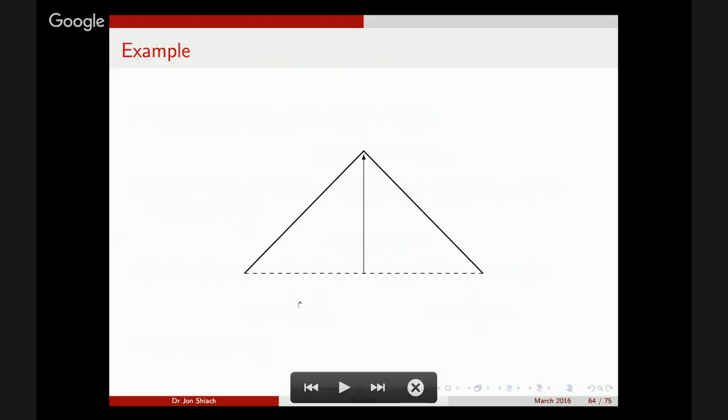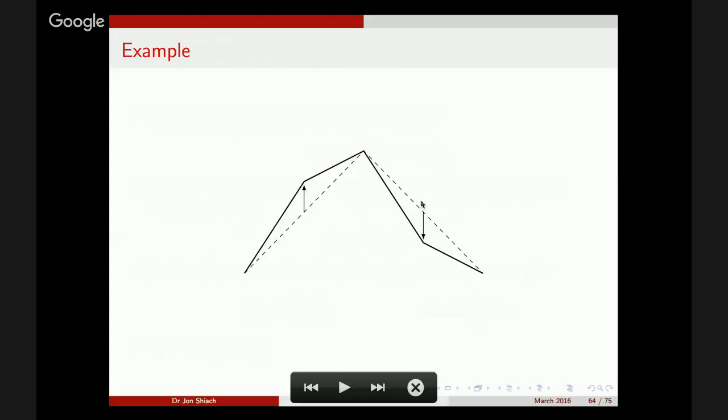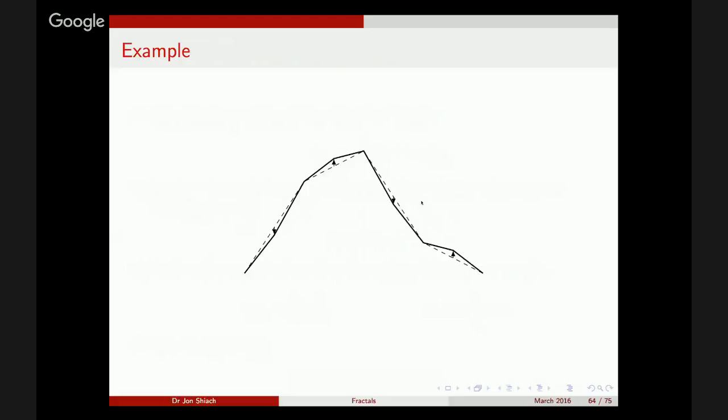Okay, then we've got 2 lines. So we've got this line here and this line here. Each of those 2 lines, we calculate the midpoint. So it's going to be about there and there. And we move the midpoint up or down a bit. Then we've got 4 lines. So we take each of those 4 midpoints, move them up or down a bit. Okay, and we keep going. I've stopped after 3 iterations, but if we keep going, we get a nice sort of fractal landscape.